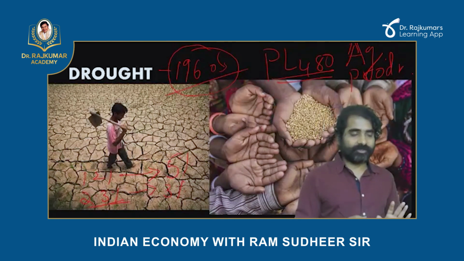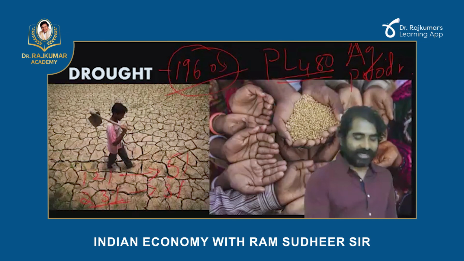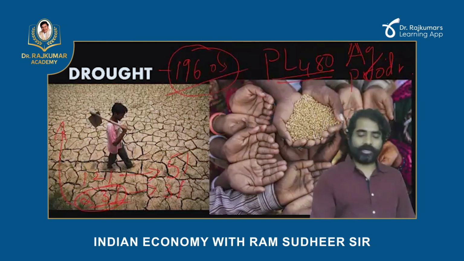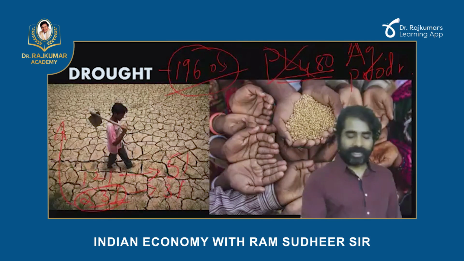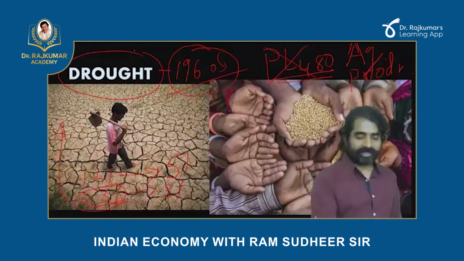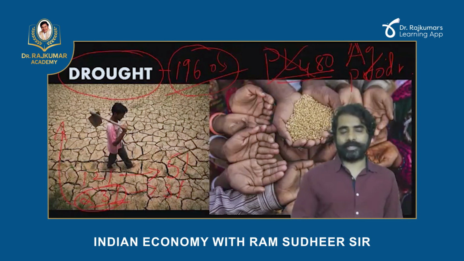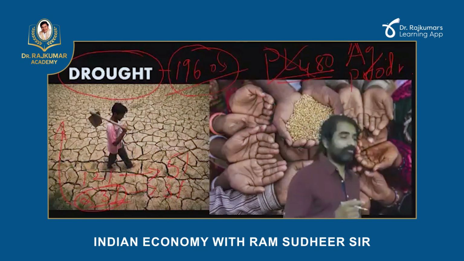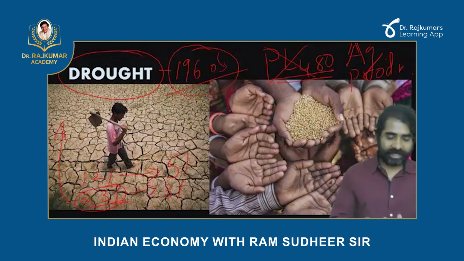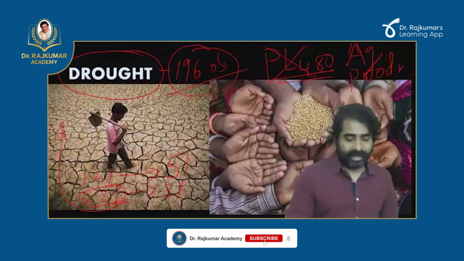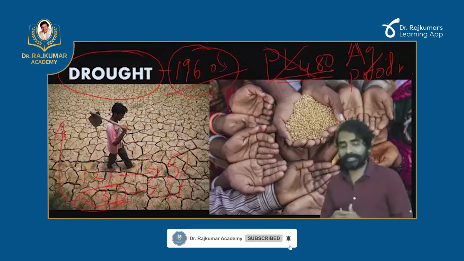Now, this was the situation. So the problem is, with this increasing population, how do you provide food security? On one side, you cannot depend on PL 480, and on the other side, you have drought and starvation deaths. So how are you going to bring in that stability and ensure food security has become a very big challenge for the government.